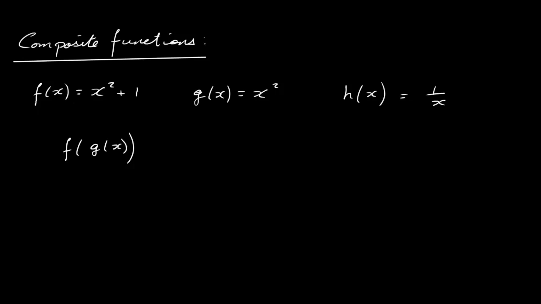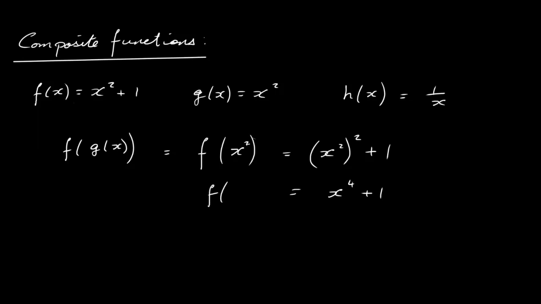So what does that mean? Well, that just means we do g of x first. So we'll leave the f there and we'll do g of x. g of x, you can see here, is just x squared. So we're just going to put x squared into f. What would that mean? Well, instead of this x here, we're going to put in x squared, and then we're going to square it and add 1. So what we end up with is x squared, squared, plus 1. That gives us x to the power of 4 plus 1; just multiply the two powers here. So in other words, f of g of x is x to the power of 4 plus 1.